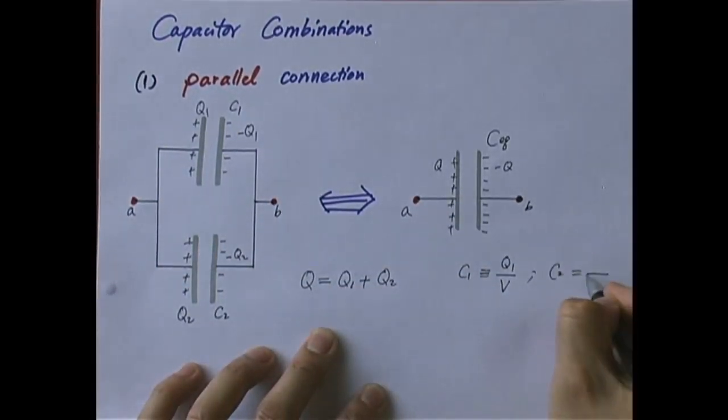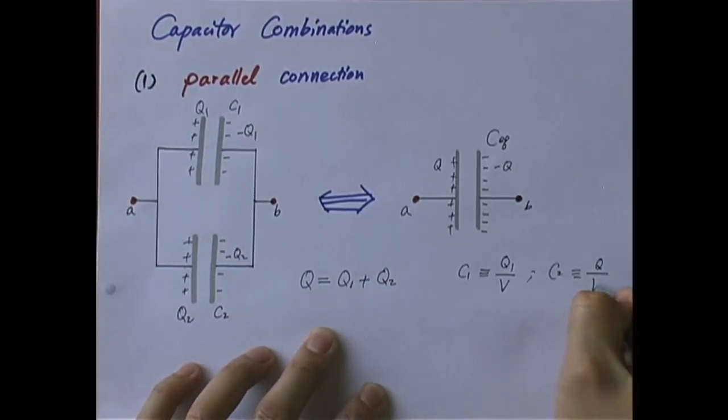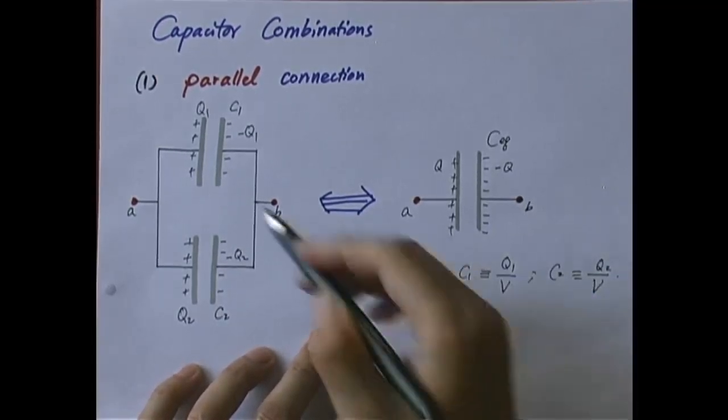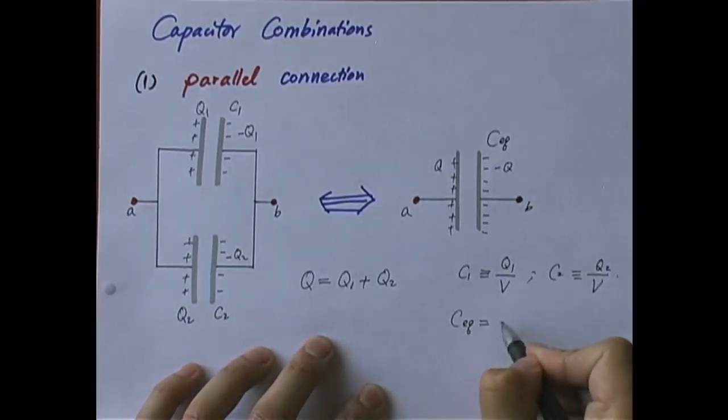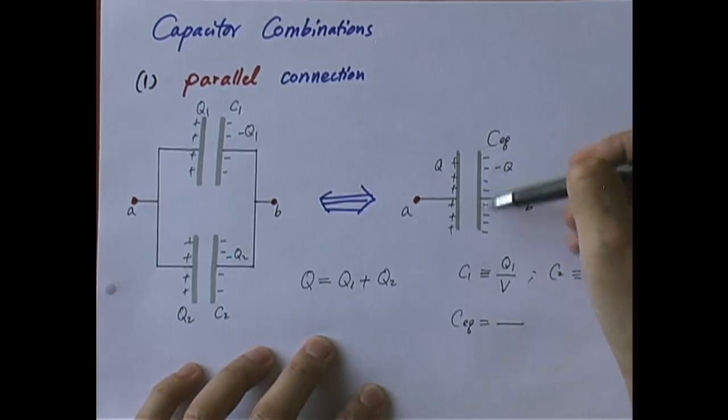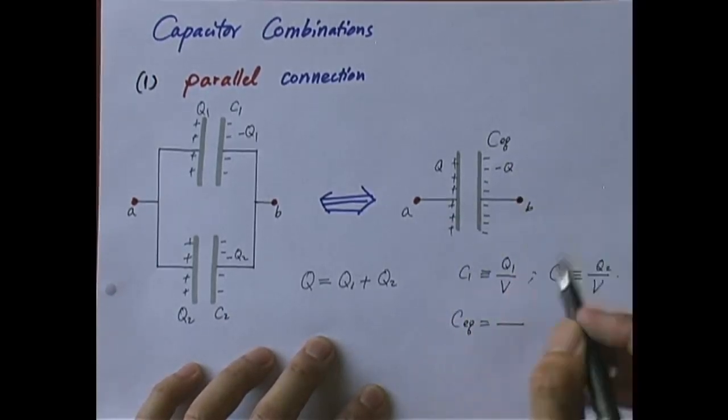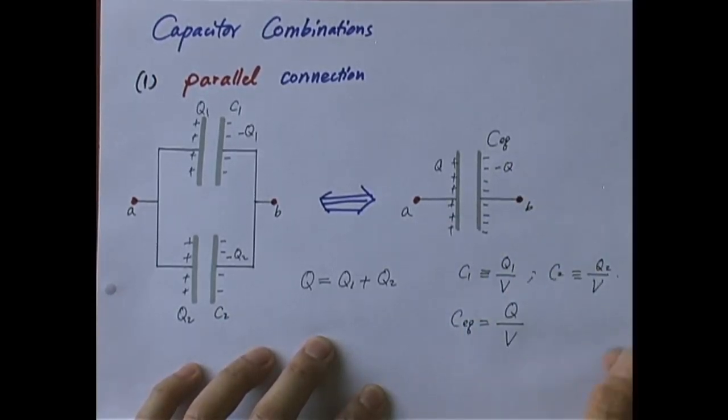C2 is defined as Q2 over V. The same V, okay? They have the same potential difference, right? What about C equivalent? C equivalent, you see, we have a Q here, negative Q here, exposed to the potential difference V, and therefore that's just Q over V.